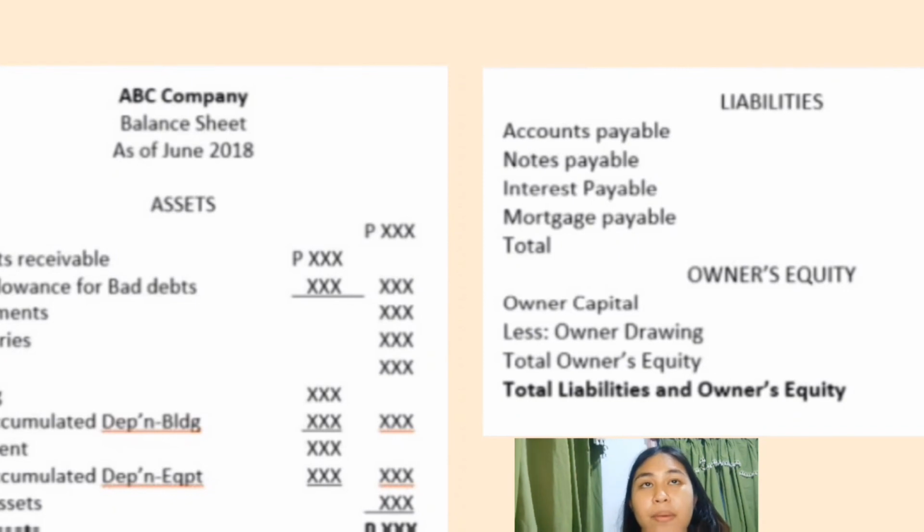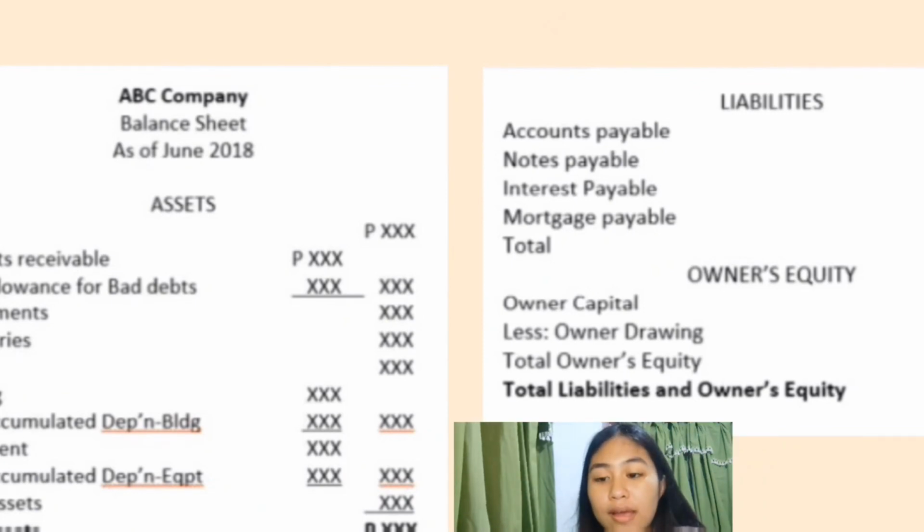The major parts of a balance sheet consist of assets, liabilities, and owner's equity. So the purpose of the balance sheet is to know the overview of the company's assets and the liabilities at a period of time, usually at the end of a quarter or a year. Always take note that the total assets should always be equal to the total of liabilities plus the owner's equity.